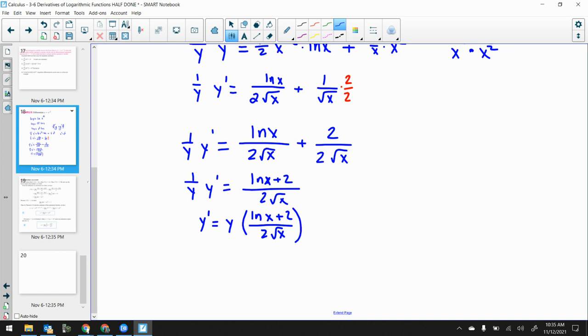And now let's go back in and substitute back in for y. Well, in the original problem, y is x to the radical x. So this is all said and done: x to the radical x times ln of x plus 2 over 2 radical x. There's my derivative.